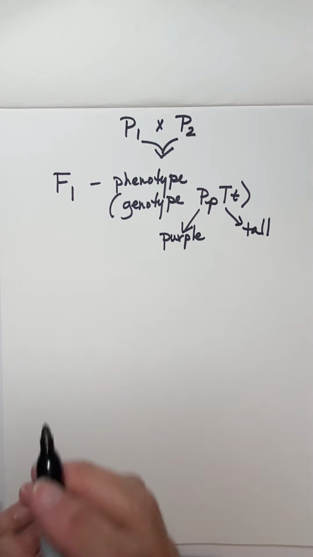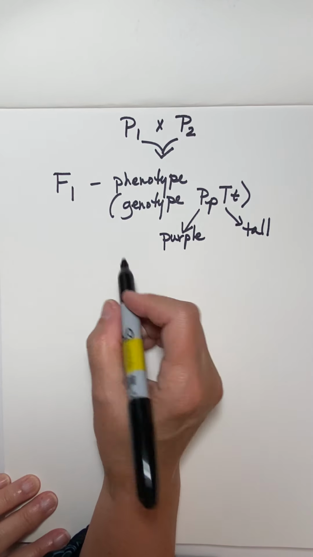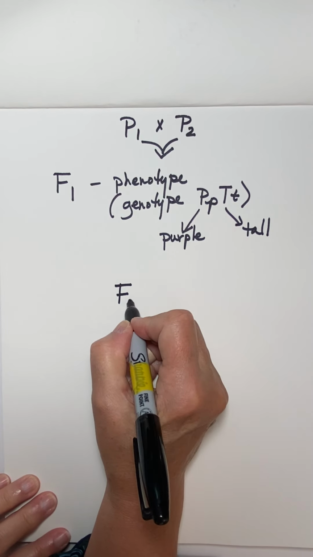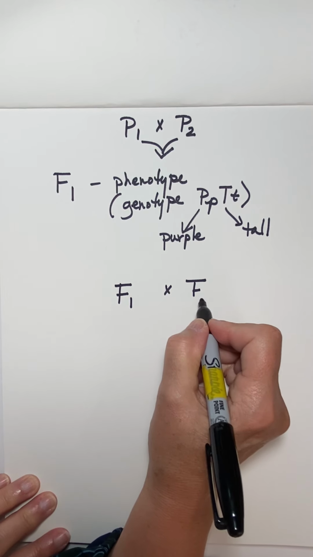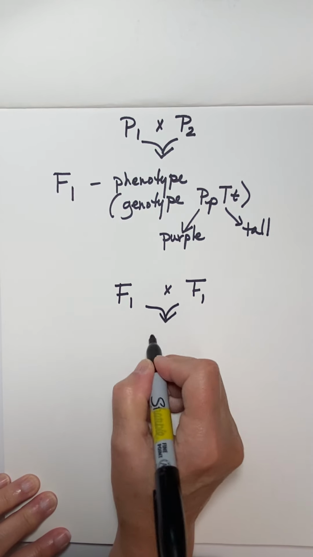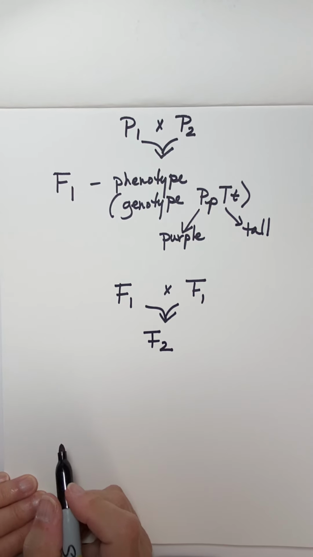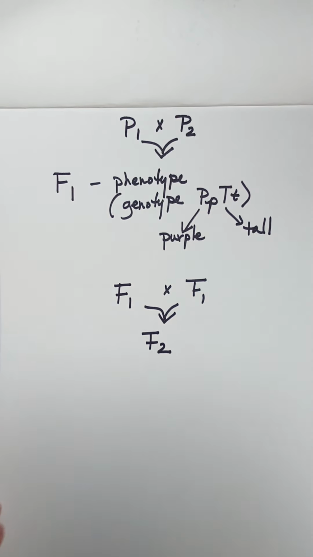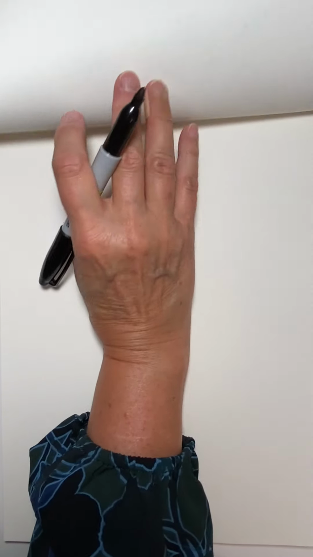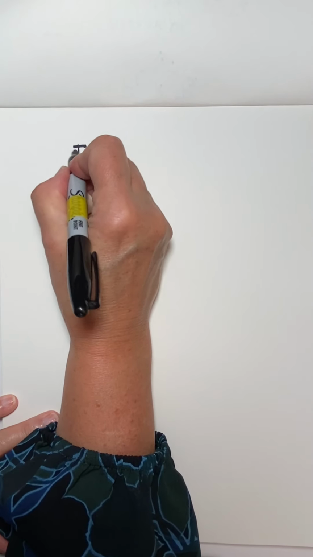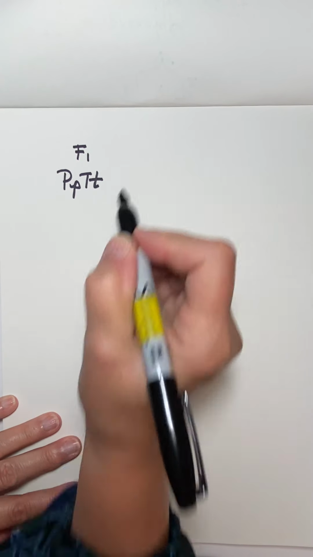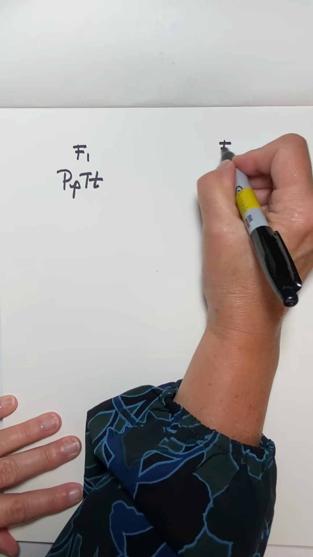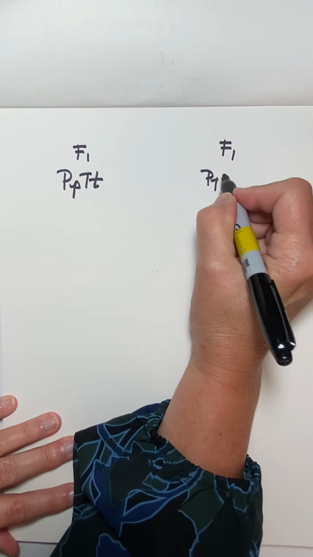Okay? All right. And then at Carolina Biological, they have crossed F1 with another F1 to get the F2 generation. All right, now let's take a look at that. All right, if our F1 is heterozygous, both F1s are heterozygous.